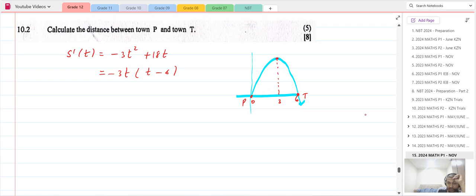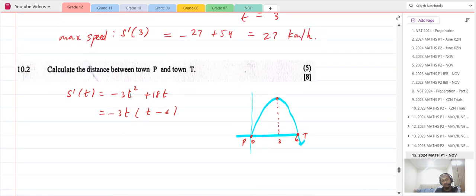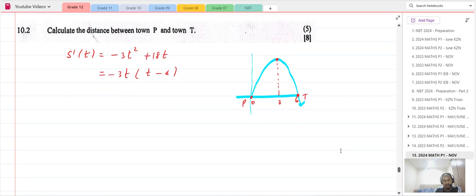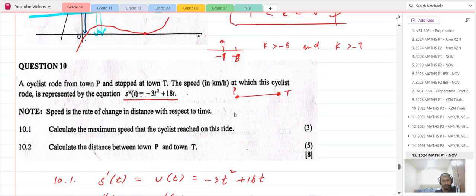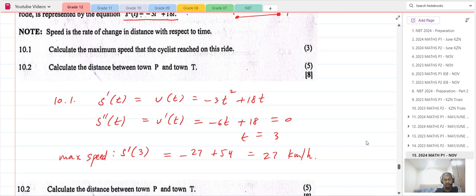Maximum speed was at 3. What was the maximum speed? How can we calculate the distance between town P and town T? The distance from 0 to 6 is basically the velocity over the time points. Calculate the distance between town P and town T.